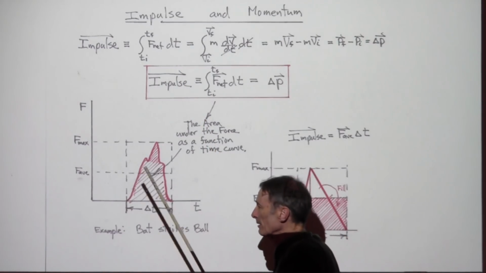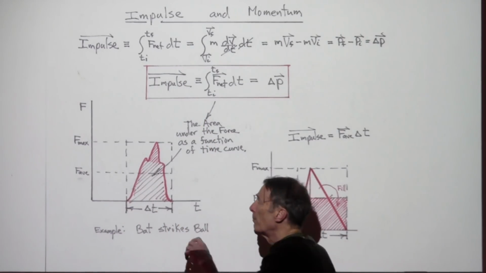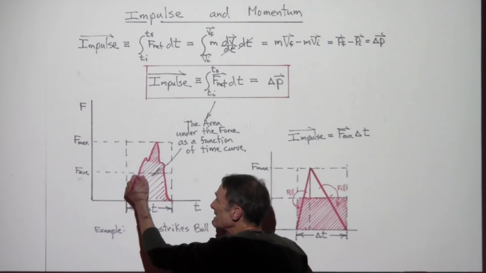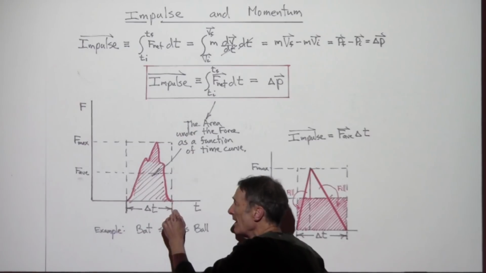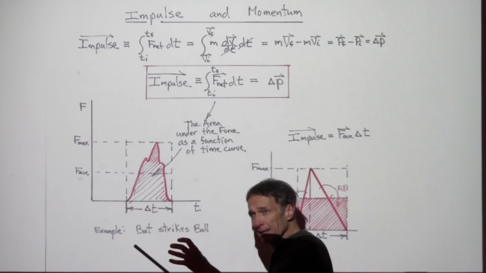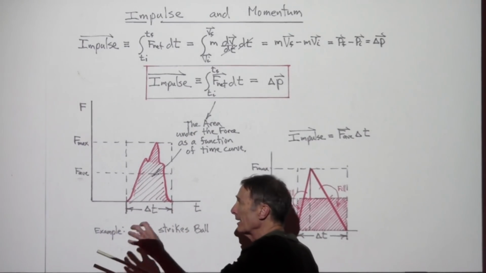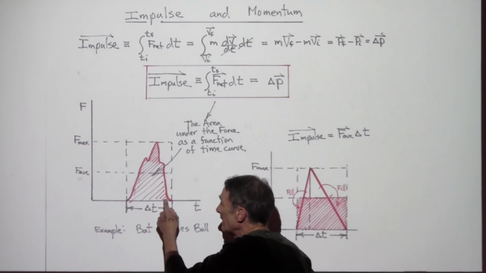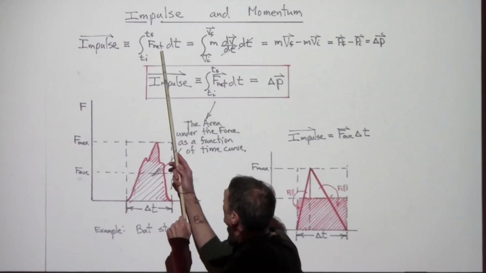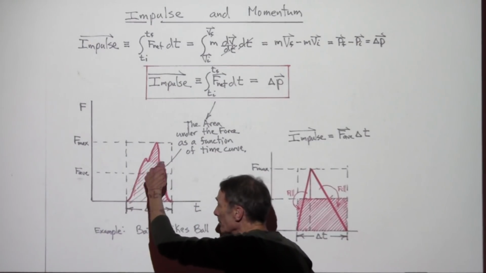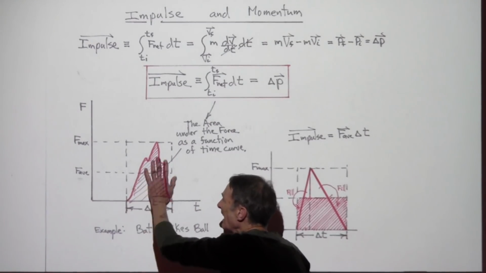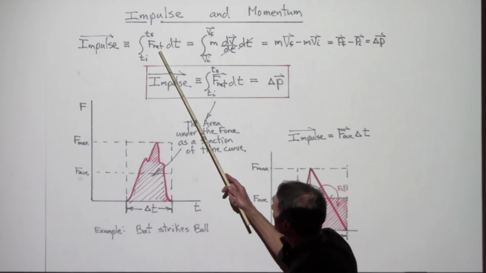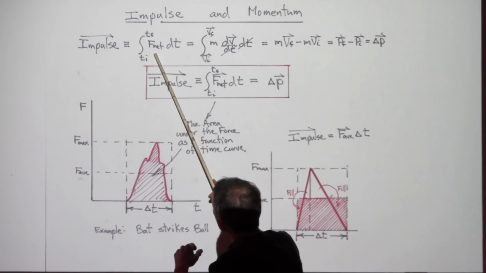So if you think of a typical impulse like a bat striking a ball, where you have the force versus time, of course it's only in contact with the ball for a short time. There could be a really complicated interaction between the bat and the ball, and the force will typically spike and come back down. The impulse is defined as the area under that, so we'd integrate that and get that area.